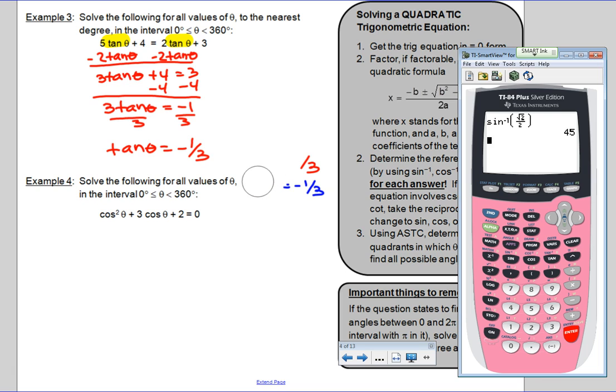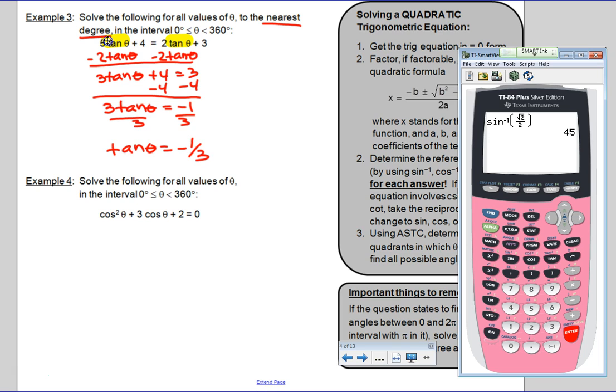Okay, so at this point, we got the function by itself. That was step 1. And now step 2 is to find the angle. Now, I didn't read the directions on this one. It says solve the following for all values of theta to the nearest degree. Now, if it tells you to round, that means you know that this isn't going to be one of your special angles, and you are, in fact, going to get an ugly answer that you have to round.